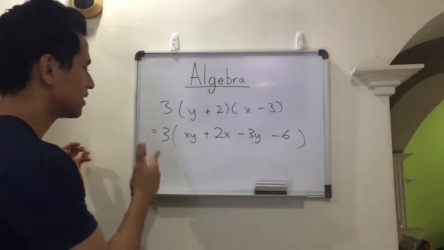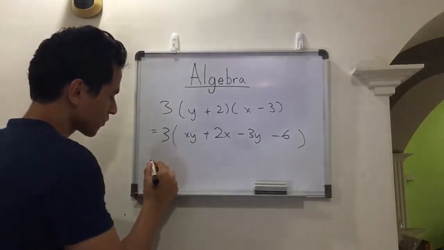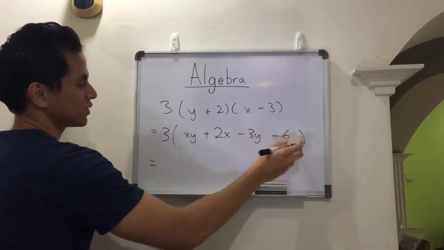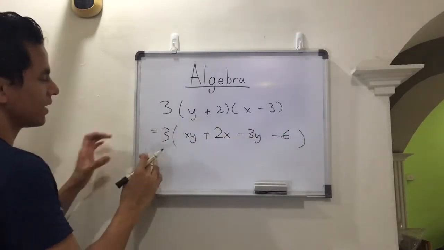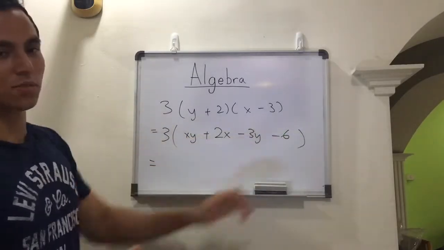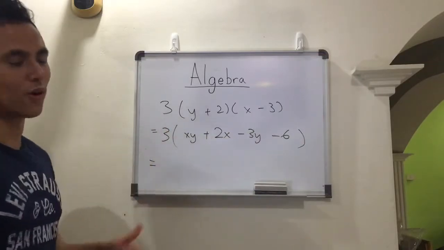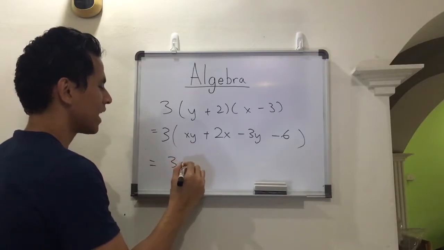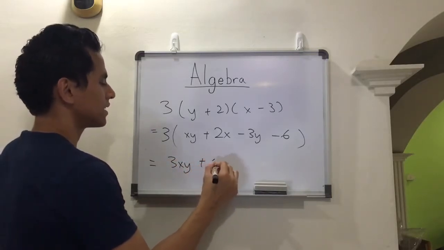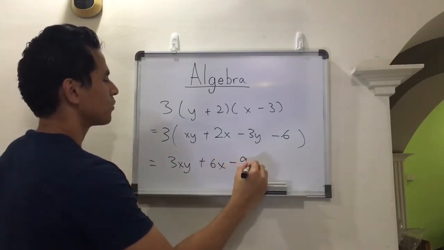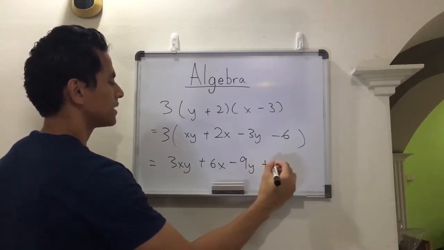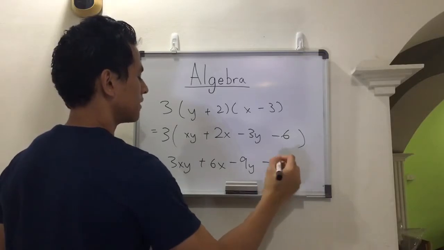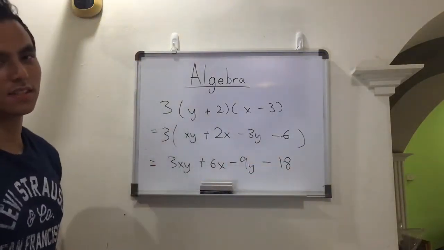And now finally, we have to incorporate the 3. We incorporate the 3 simply by multiplying by 3 throughout each of the 4 terms. We still get 4 terms, because 1 term times 4 terms will give us 4 terms still. So this will get us 3xy plus 6x minus 9y and minus 18. So this is the final answer.